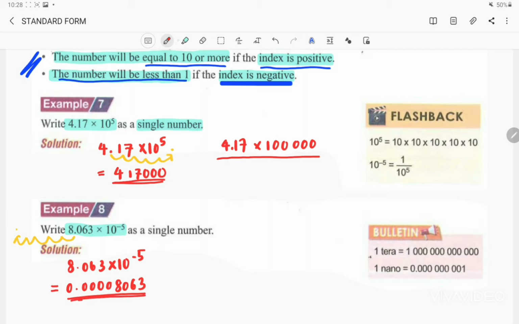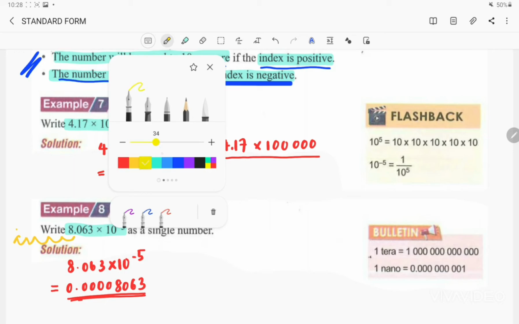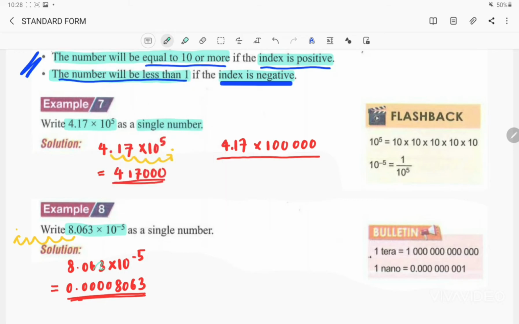Okay, kalau nak tengok semula, awak tengok balik this one. Kalau kita shift balik decimal point ni, 1, 2, 3, 4, 5. Kita akan dapat balik dalam standard form. Okay, 8.063 times 10 power of negative 5.